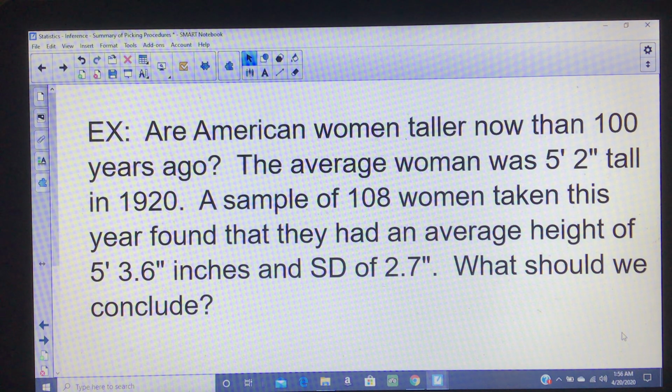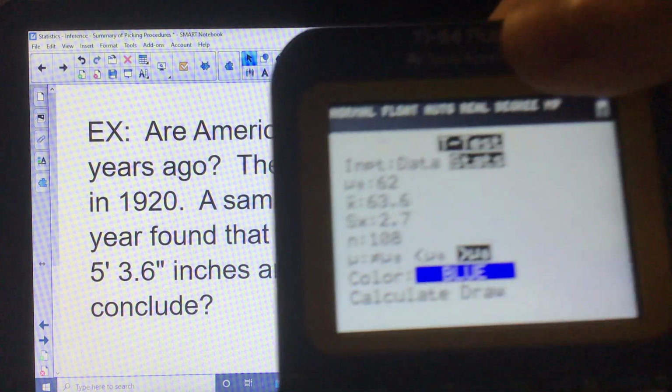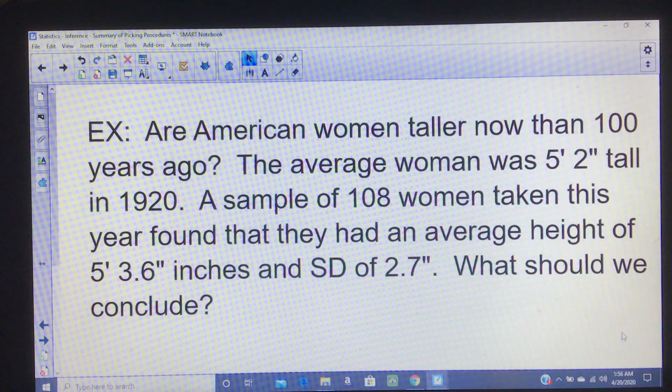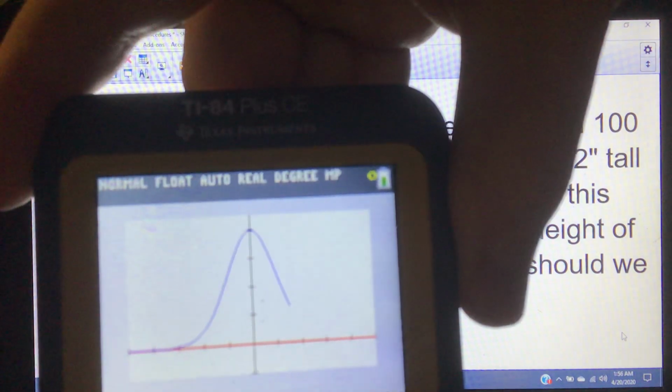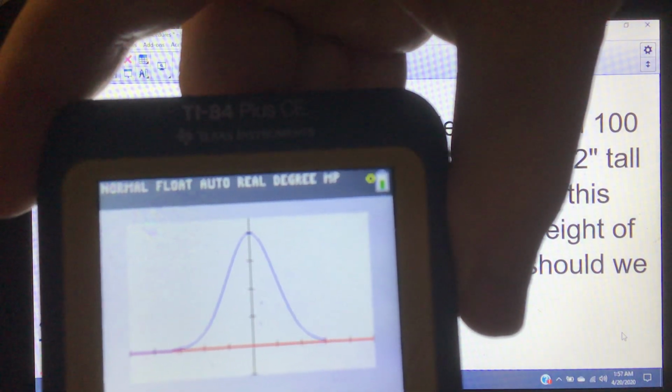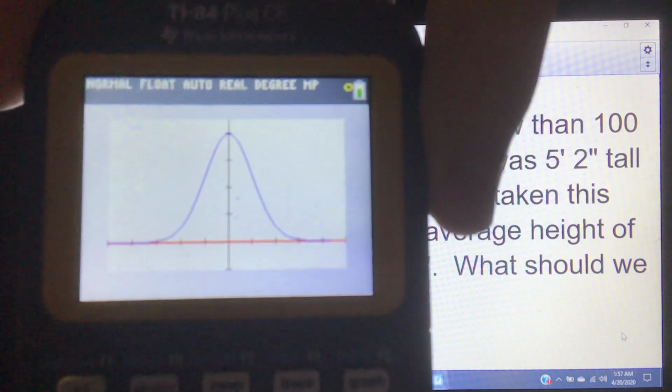Draw is what I mean to say. So draw will actually draw a picture of the t-curve or a normal curve, and it takes a little while, and it'll actually shade it in to show you the area. The problem on this one is the area is so tiny, it's not going to shade anything in.